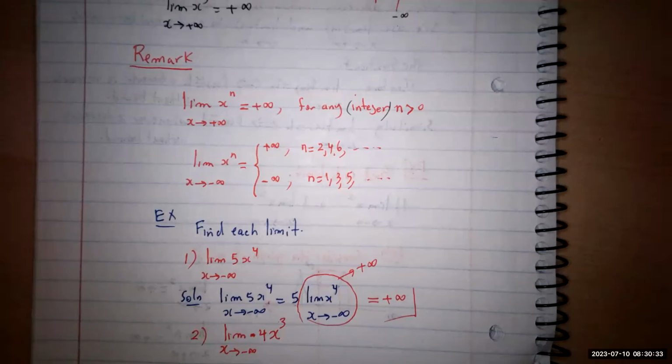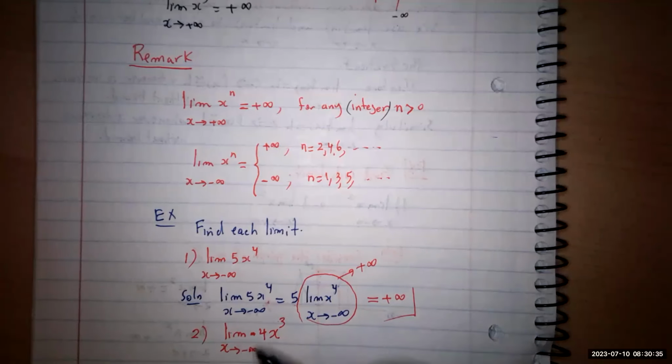Limit of x goes to negative infinity. I just put this one inside the parentheses, you know it. Let's see, we have one answer. Positive infinity or negative infinity? No, positive infinity is correct. Positive infinity, look at this one.